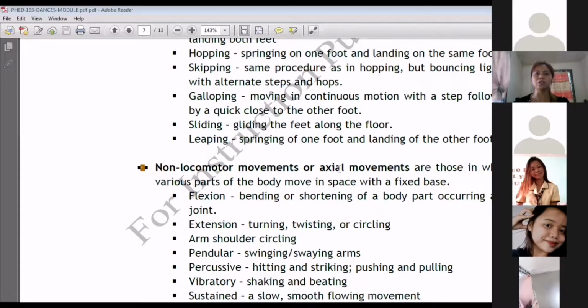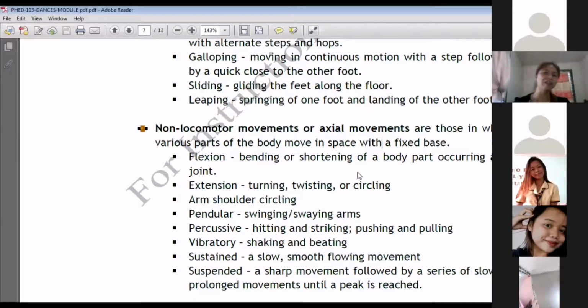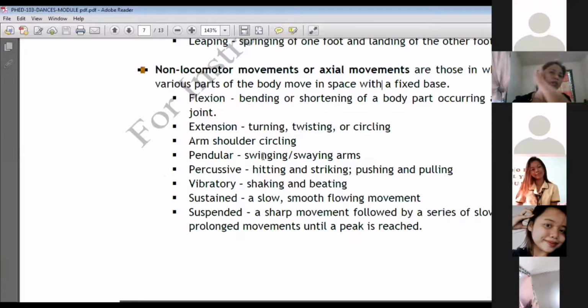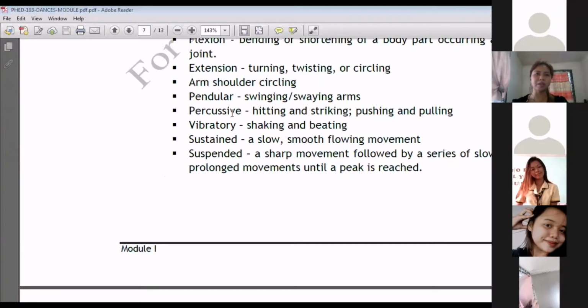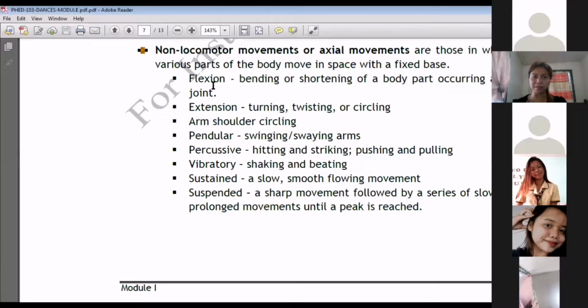Alright? Let's move on to non-locomotor if you don't have any questions with locomotor movement. Are there any questions? None. Okay. Let's move on to the non-locomotor movements. So as I've said a while back, these are the movements wherein you have your body as your base and your pivot, and you move either the arms or any part of the body, but still you stay in place. Okay. There are different types of non-locomotor or axial movement.